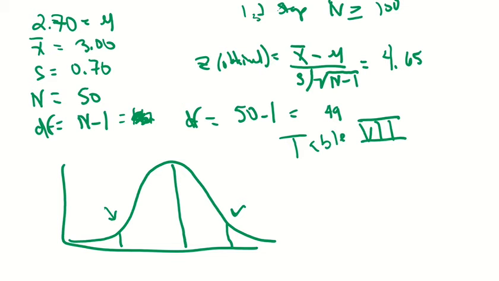And the first column reads degrees of freedom, right? So you look at the first column and you go down to 49 if they have 49, right? So they don't have 49, so you take the closest number. In this case, it's 50.